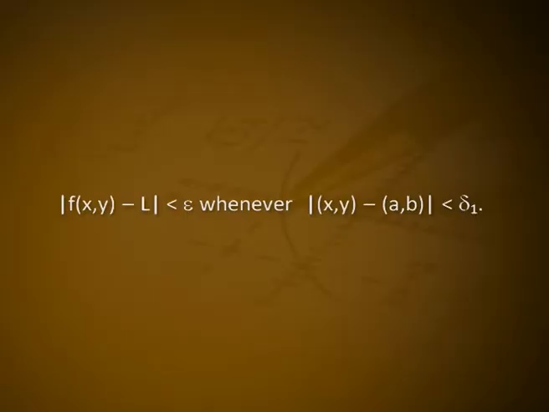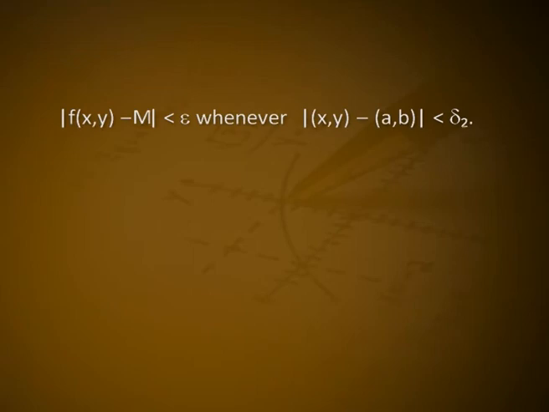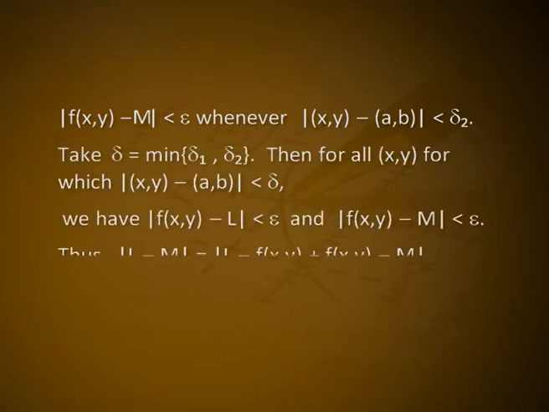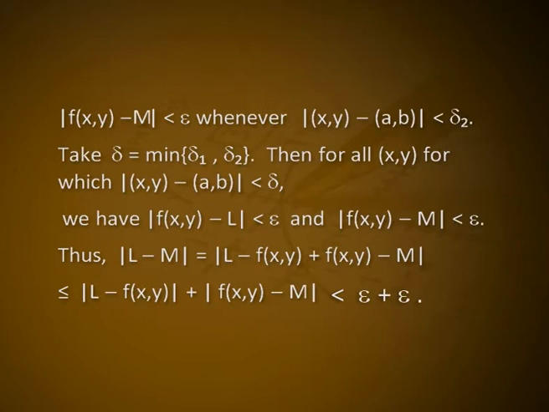Then for this epsilon greater than 0, corresponding to the limit value L, there exists a number delta 1 greater than 0 such that |f(x, y) - L| < epsilon whenever |(x, y) - (a, b)| < delta 1. Similarly, corresponding to the value M, there exists delta 2 greater than 0 such that |f(x, y) - M| < epsilon whenever |(x, y) - (a, b)| < delta 2. Take delta equal to the minimum of delta 1, delta 2. Then for all (x, y) for which |(x, y) - (a, b)| < delta, we have |f(x, y) - L| < epsilon and |f(x, y) - M| < epsilon.